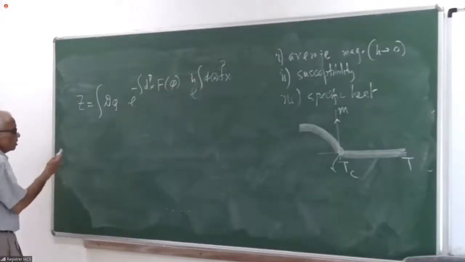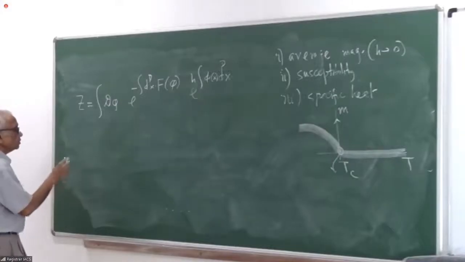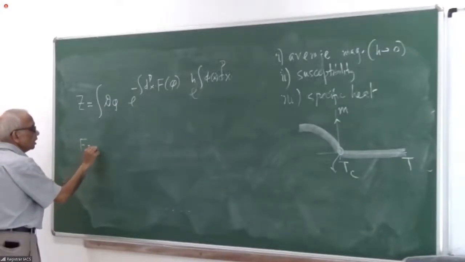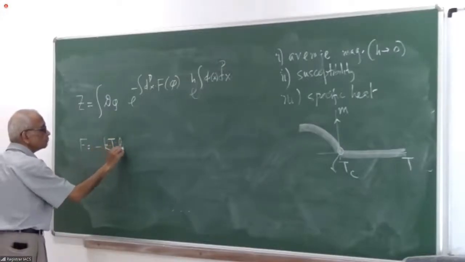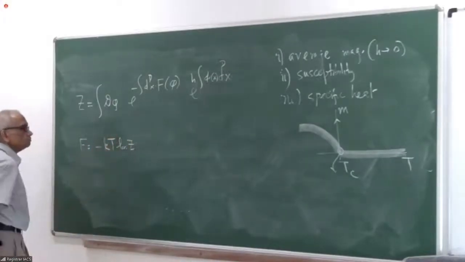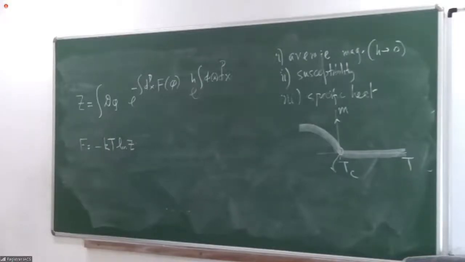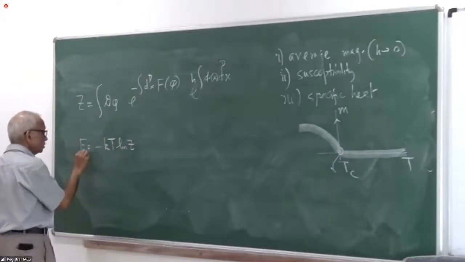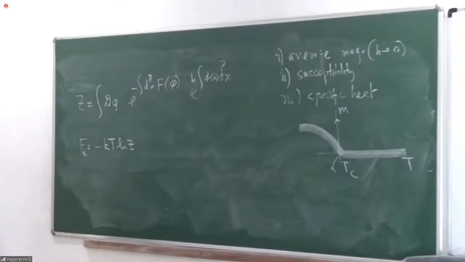The magnetization is obtained as follows. If I go back to thermodynamics, then the thermodynamic free energy is minus kT log Z. That is the thermodynamic free energy, not to be confused with this F over here, unfortunate. Let's put a TH over here. So F_TH equal to minus kT log Z.